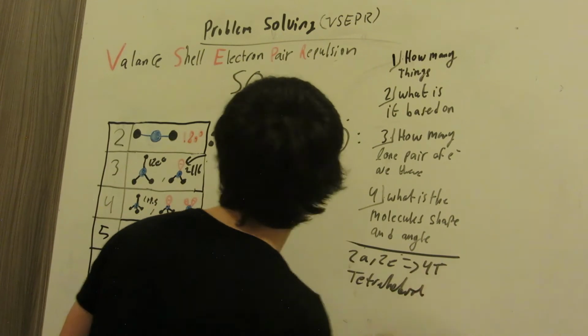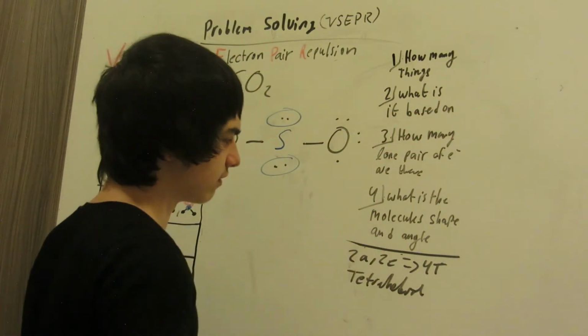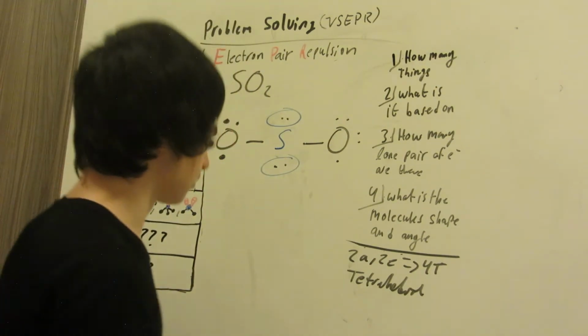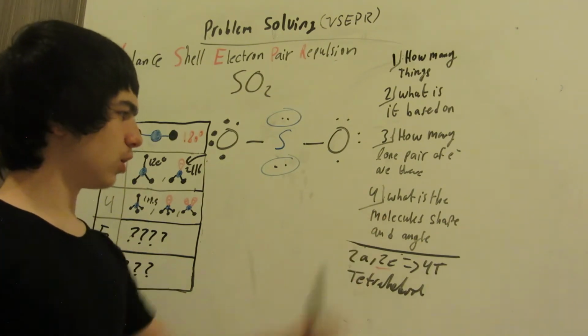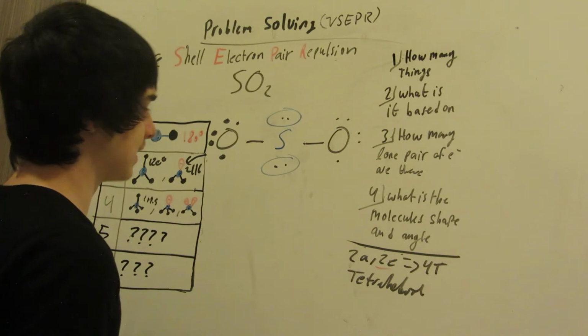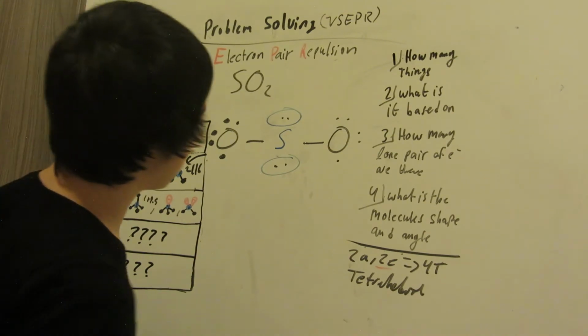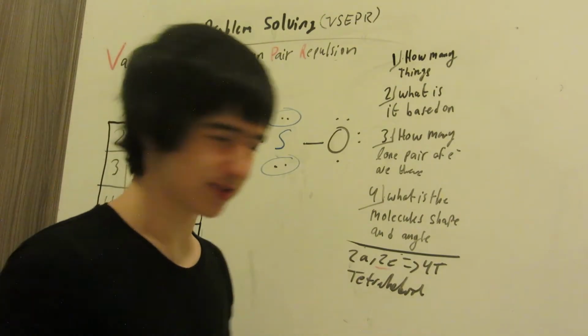Tetrahedral. Alright, so we know now what it is based on. Now, how many lone pairs of electrons do we have? We have 2 lone pairs of electrons, right over here. Alright, next, what is the molecule shape and angle? So what is the original shape and angle? So now we can count the 2 lone pairs of electrons.